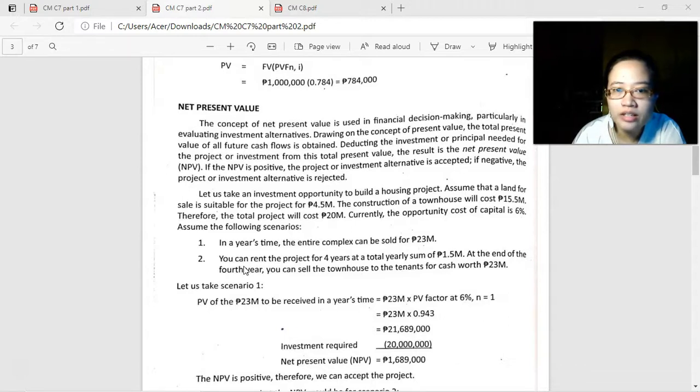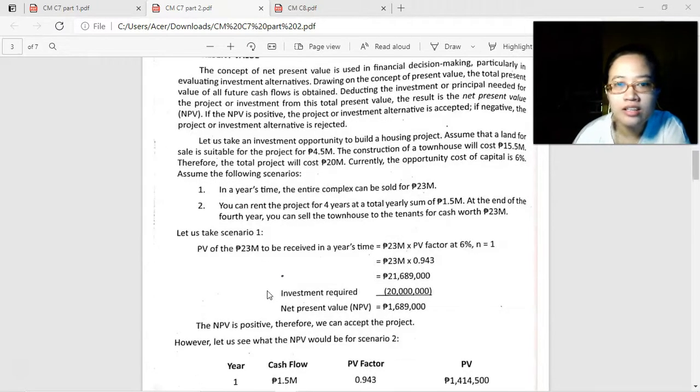Second scenario naman, you can rent the project for 4 years at a total yearly sum of 1.5 million. 1.5 times 4, ilan yun? 6 million lang. At the end of the 4th year, you can sell the townhouse to the tenants for cash worth 23 million. Oh, okay. So, have your 4 years na 1.5 million, total of 6. Tapos, mabebenta mo siya for 23 million. Okay? Kasi, bahay lupa to eh. Nag-appreciate normally ang value kapag merong lupang kasama.